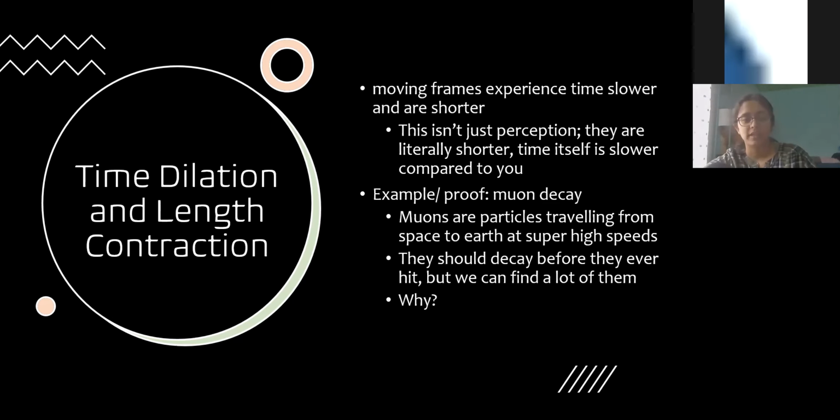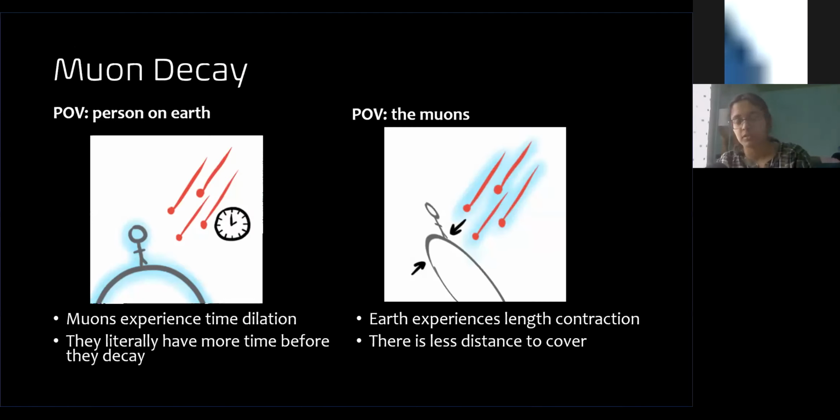And I think the best way to kind of wrap your head around how this works is with an example, which also helps to serve as proof. And it's the example of muon decay. So some background information. Muons are just particles that are traveling from space to Earth at near light speed. And we can measure their decay time, their lifespan. Theoretically, their lifespan is so short that most of them should decay before they hit Earth. But we can find quite a lot of them on Earth, more than we expected. Why? Well, relativity helps explain this.